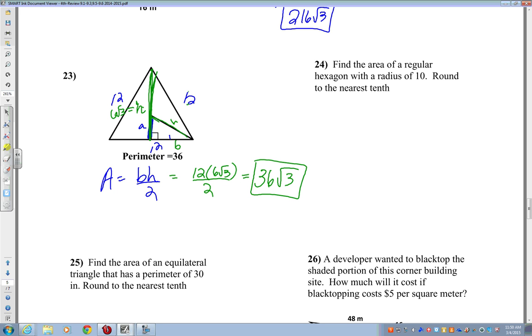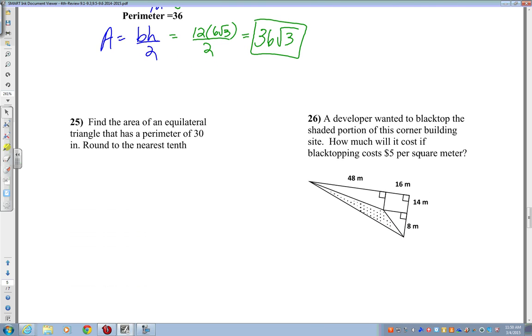I had 72. 12 times 6 is 72. Don't divide twice.